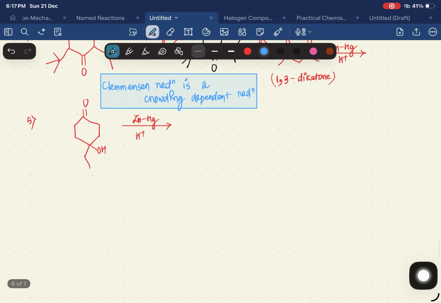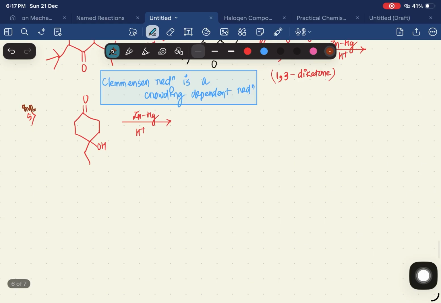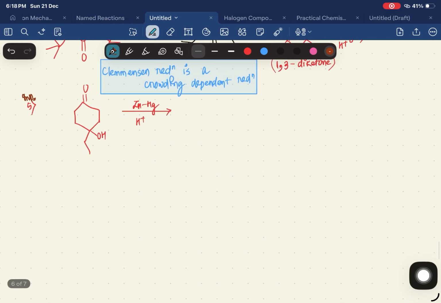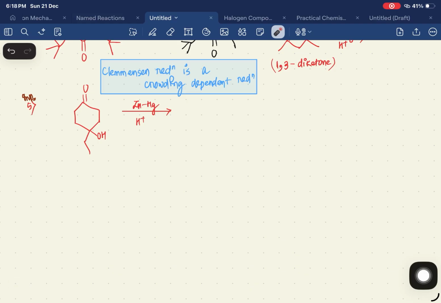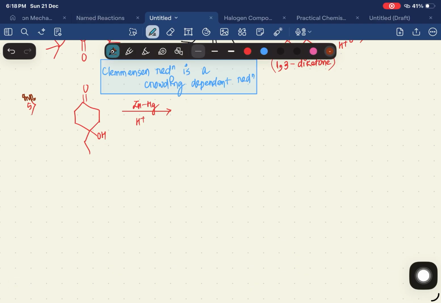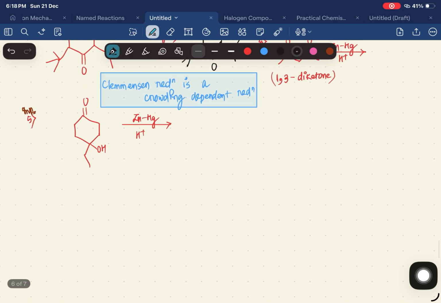So now we have to go to the fifth one, where we can say this is also a very interesting and important question. This one is also important. So let us look here. Here we have a carbonyl group and here we have OH, right? If we write it in this way, let us write this one as well.